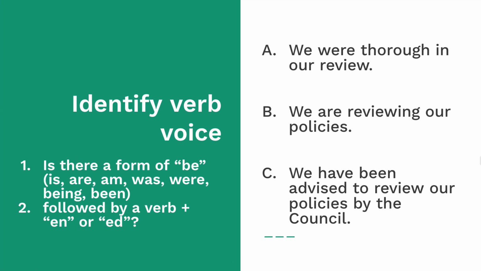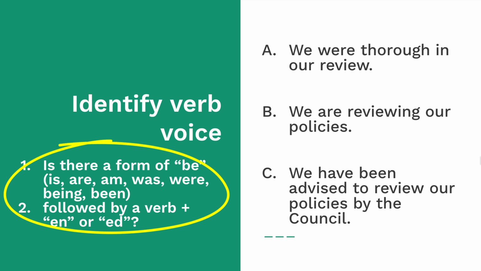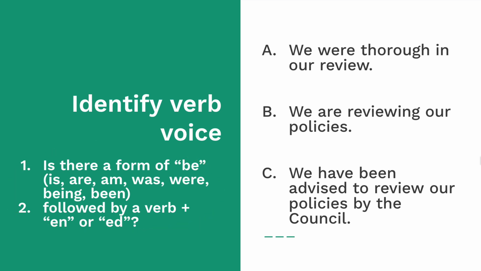The first step here is for you to identify verb voice. Few students get good instruction here, so let me help. The key is to look for a form of the verb be, followed by a verb ending in en or ed. Look at sentence A here. Is there a form of be? Yes. Were is a form of that verb. Does a verb form follow were? No. Thorough isn't a verb. That means A is not in passive voice.